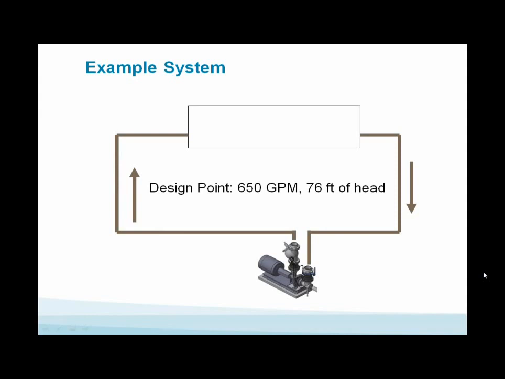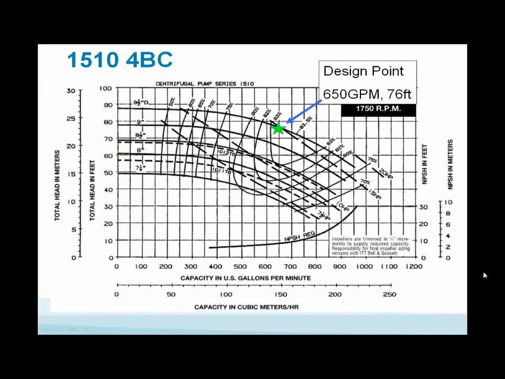Design flow by the engineer is 650 GPM at 76 feet of head. But you know what? Pumps are stupid. They don't know that your design head is 76 feet, and they just might run at some other number. Let's just see what happens in this case. Let's turn the pump on. Here's the pump, a 1510 4BC pump. The green star is where it's been designed by the engineer: 650 GPM, 76 feet of head.